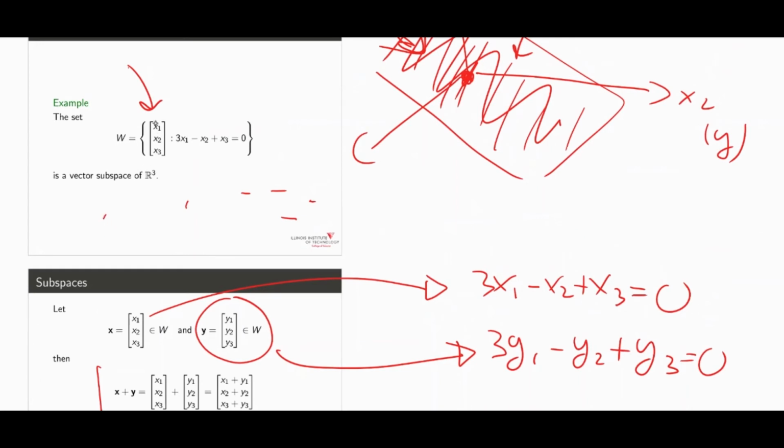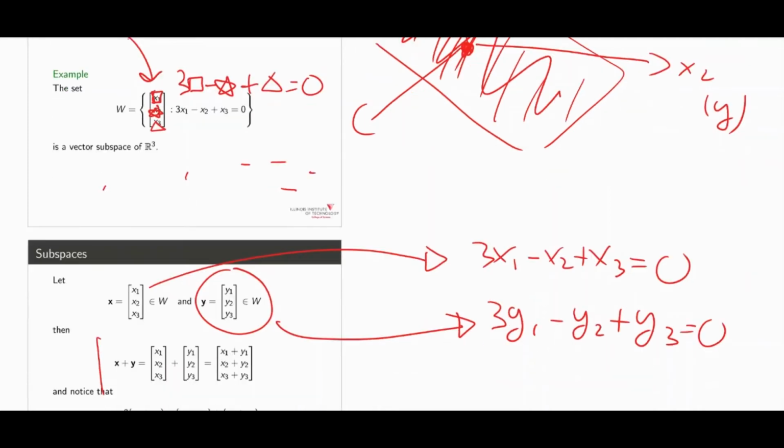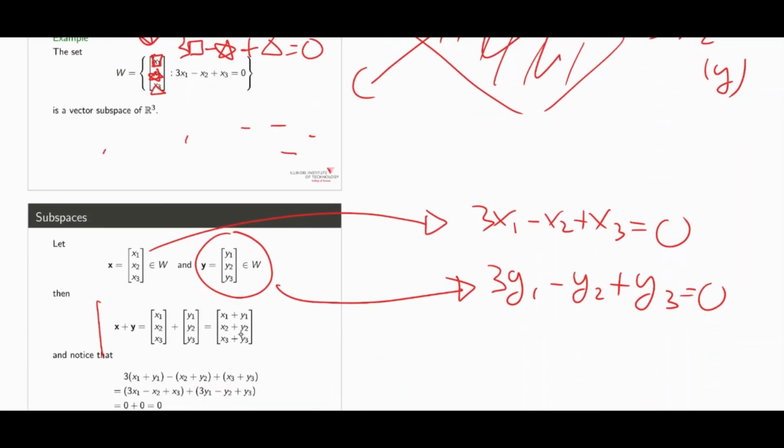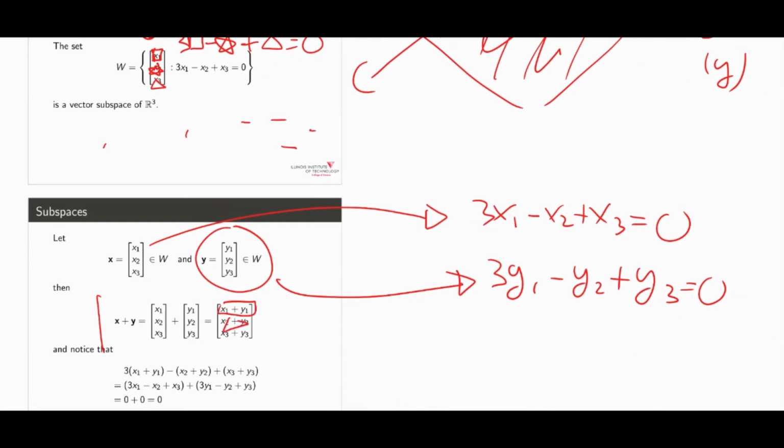So we are looking for a box, a star and a triangle, such that 3 times that box minus that star plus that triangle has to be 0. This is a pre-K version of linear algebra. So right here, this is our box, this is our star, and this is our triangle.